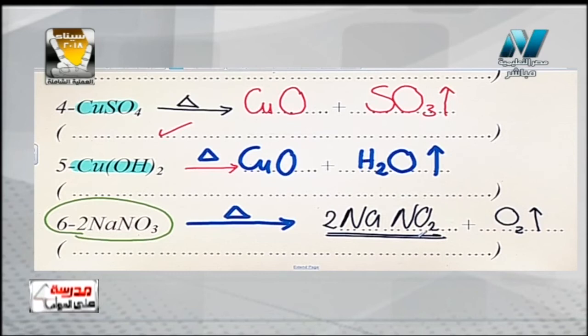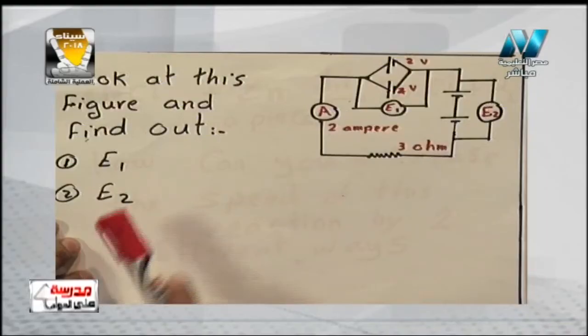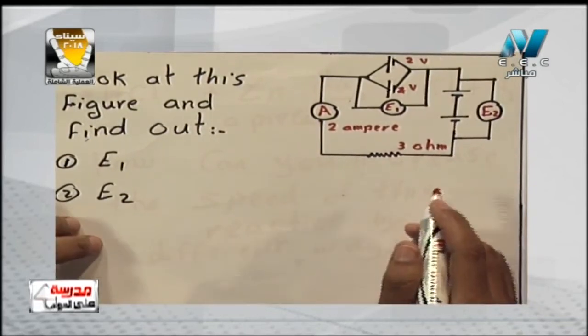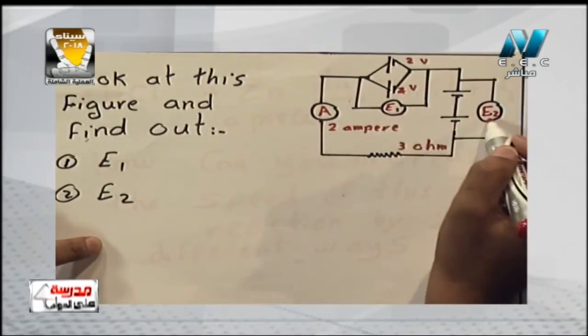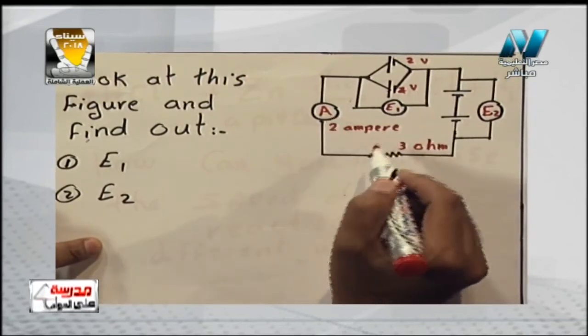Okay, Mr. Wael. Thank you, Mr. Muhammad. Look at this figure and find out E1 and E2. As you see, my dear student, in this figure we have E1 and E2, and he gave me 3 ohm and 2 ampere.